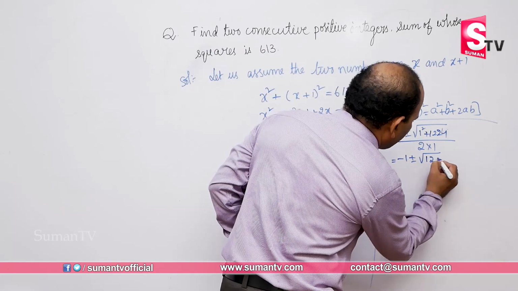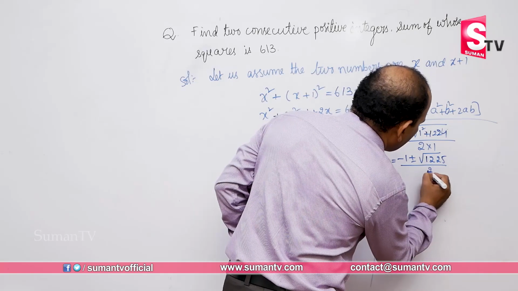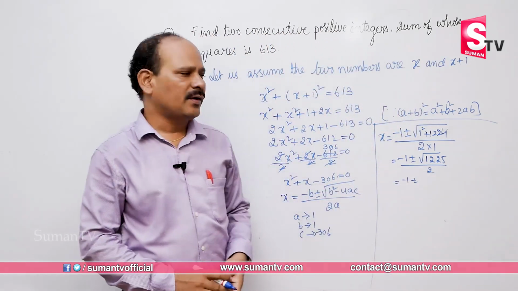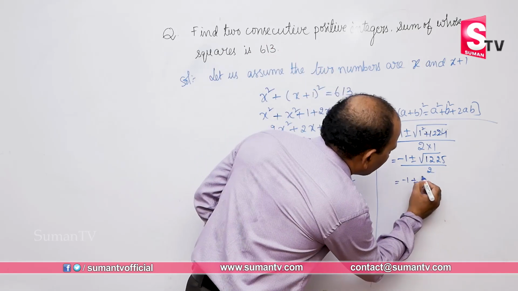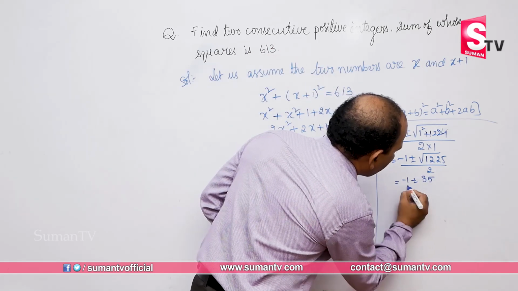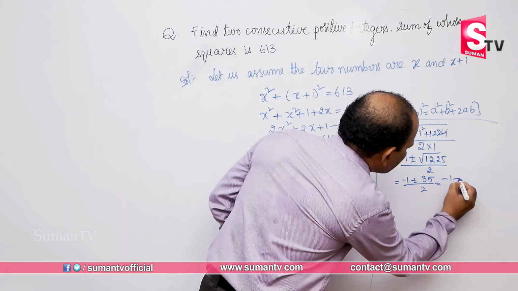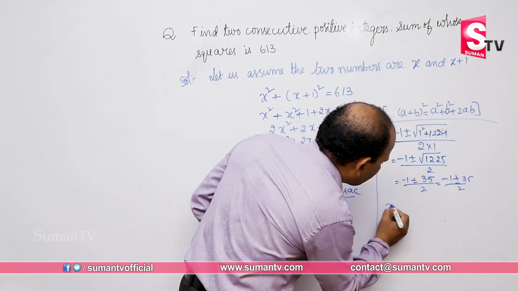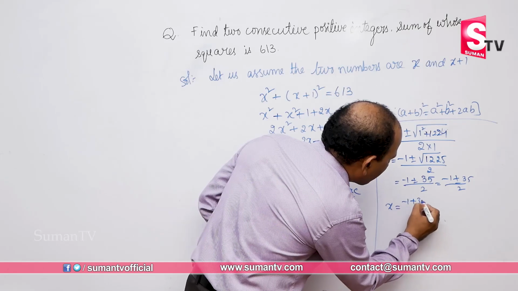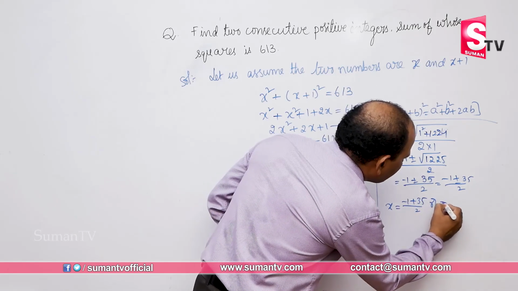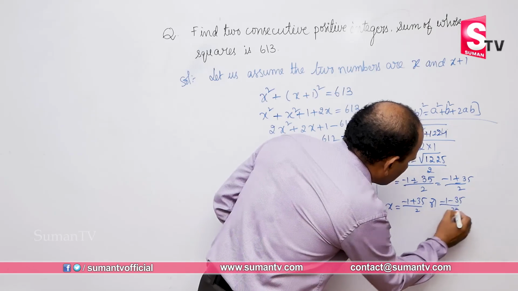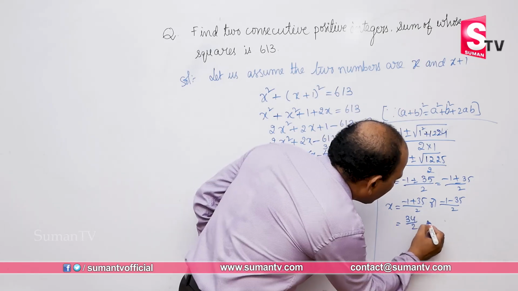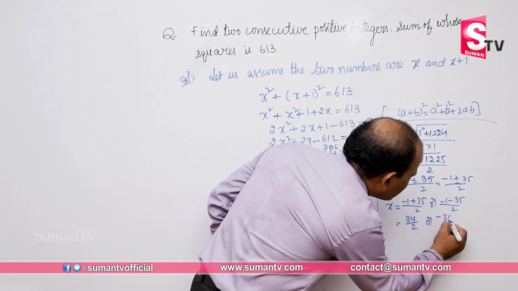Minus 1 plus or minus root 1224 plus 1, that is 1225, by 2, is equal to minus 1 plus or minus square root of 1225, which is 35, by 2. One time I have to take the plus symbol, next time the minus symbol. So minus 1 plus 35 is equal to 34 by 2, or minus 36 by 2.